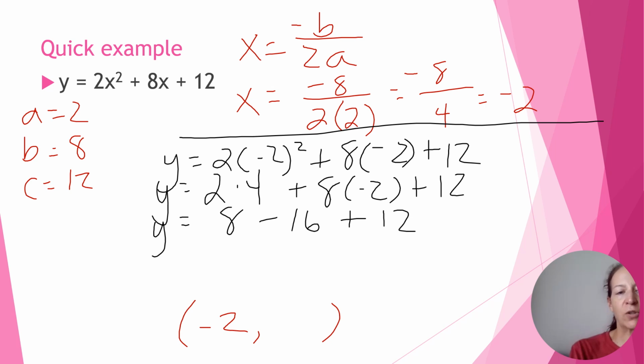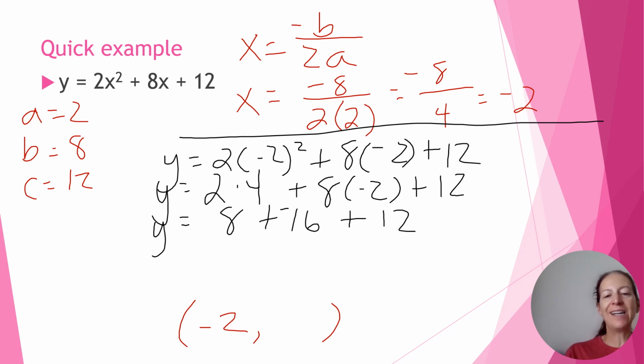And then we have the plus 12. And with adding and subtracting, we always go left to right. The reason is that the subtraction there, 8 minus 16, we could write as 8 plus negative 16, and now it's all adding, so we would just go left to right anyway. So adding and subtracting always goes left to right.